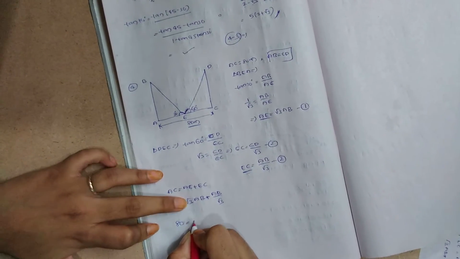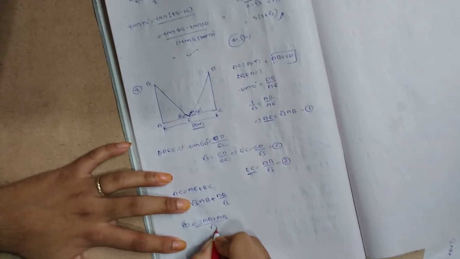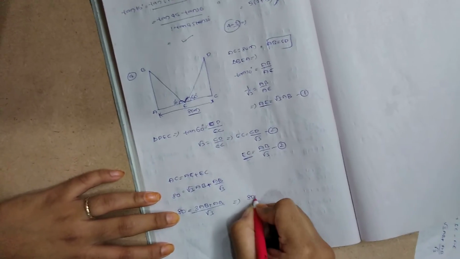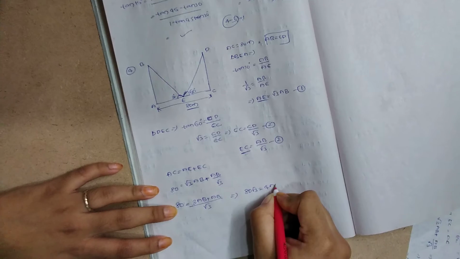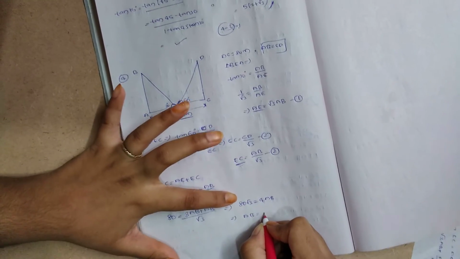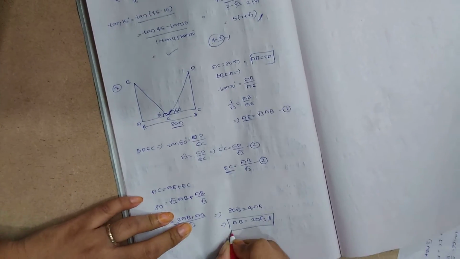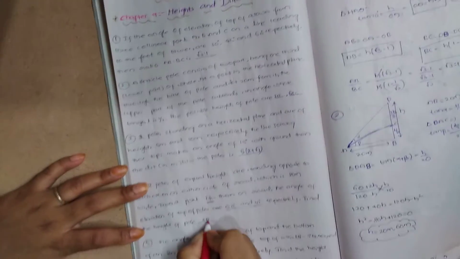Now 80 is equals to 3AB plus AB by root 3, which implies 80 root 3 is equals to 4AB, and AB is equals to 20 root 3. Well, the height is 20 root 3.